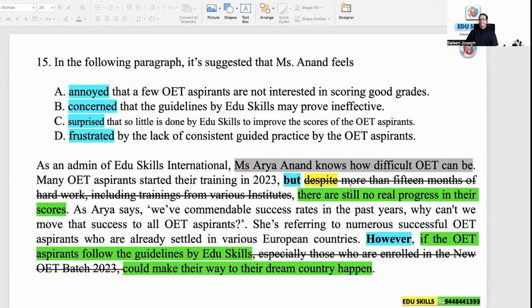We'll check it out. You can eliminate this one: but despite more than 15 months, you can eliminate the clause which is not required between commas, this comma and this comma. So you will get the answer directly. Eliminate here also: however, EduSkills, especially those who are enrolled in the new OET batch 2023, you can eliminate whatever comes between these commas, the complements. That's not required. The meaning is complete without that portion of the sentence. For example, however, if the OET aspirants follow the guidelines by EduSkills, they could make their way to their dream country.